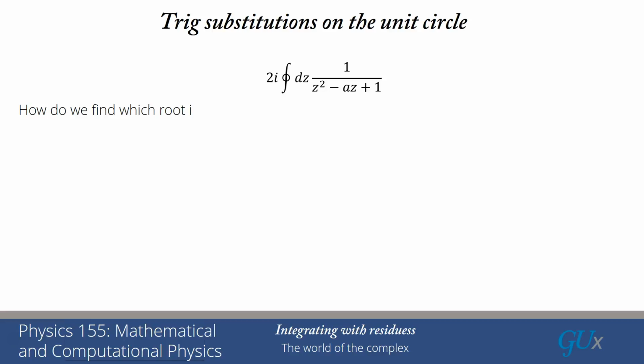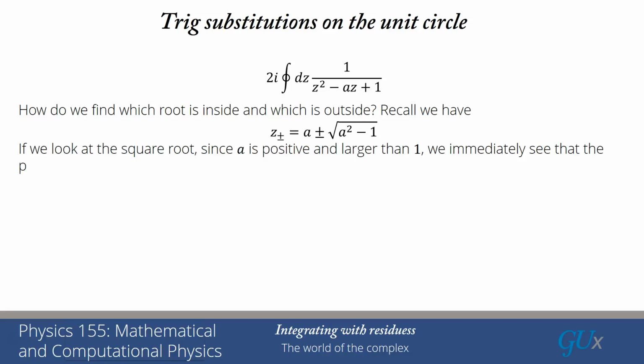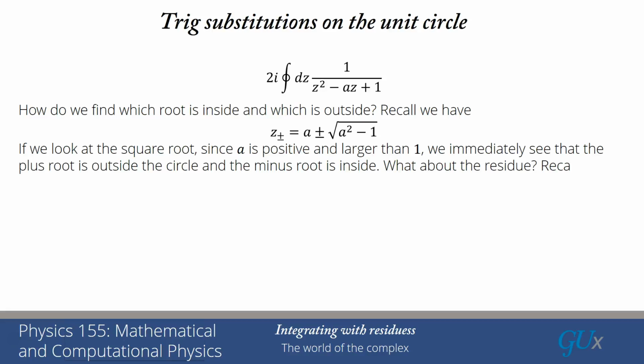All right, how do we find which root is inside and which is outside? Well, recall we have z plus minus is a plus or minus the square root of a squared minus 1, and we have a bigger than 1. So that square root is going to be a number that is smaller in magnitude than a. So if I add them together, I'm going to get something that's on the order of 2a. It might be a little bit less than 2a, but it's close to 2a. But remember, a was bigger than 1, so that's outside the unit circle.